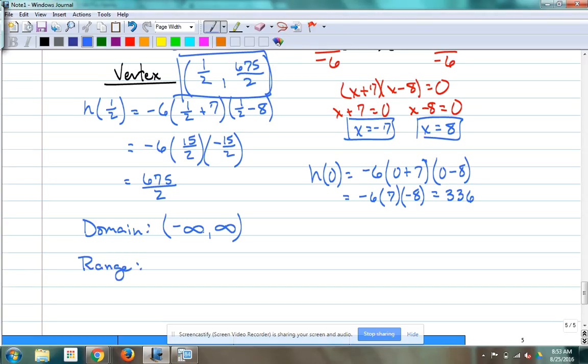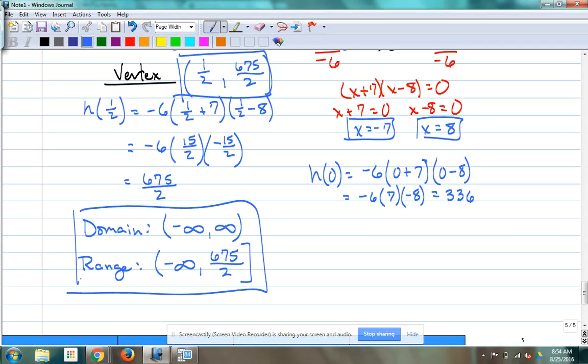Range. Remember, this one opens which way? Down. So we're starting at negative infinity and going to the y value of our vertex, 675 over 2. There's a domain and range of it. So those are all our different forms that we're going to use. Now, one more example, and it's taking some information and building an equation from it.